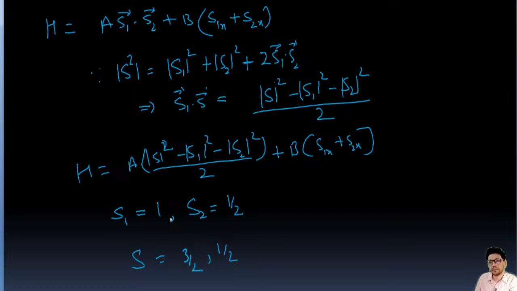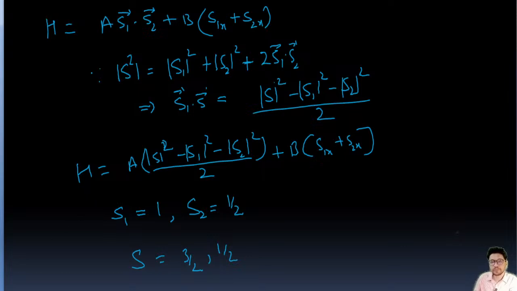3 by 2, comma, half, because this is 1, right? So the value of S is S1 plus S2, comma, S1 minus S2. Okay, these are the values for S. We know we have done this in atomic physics, right? So these are the S values.